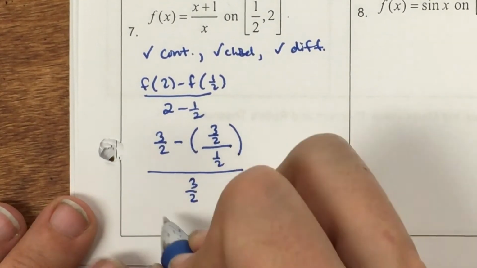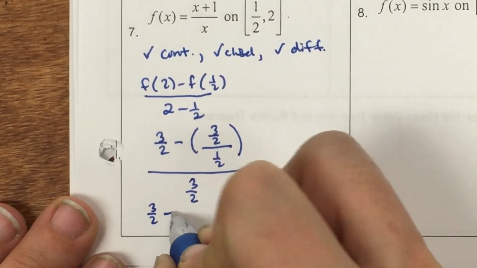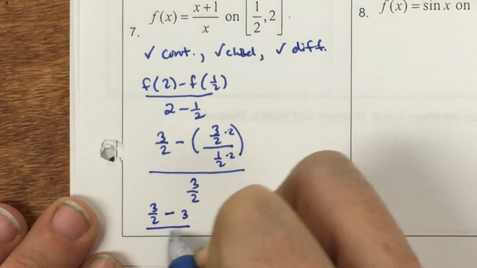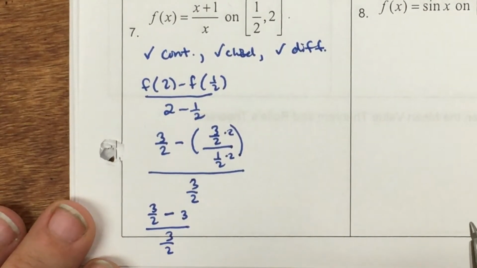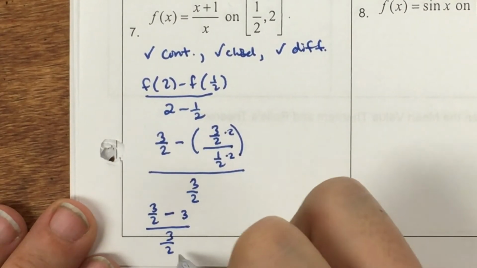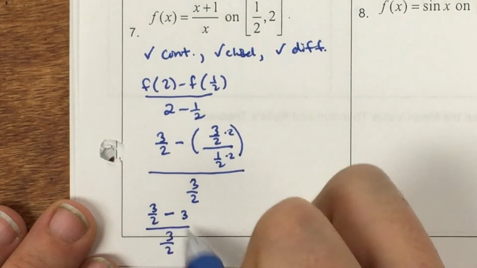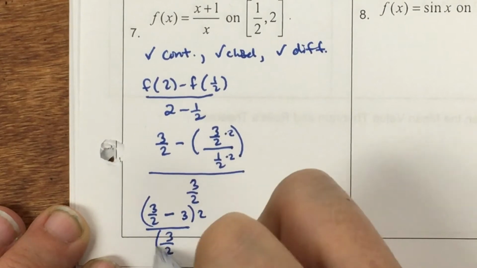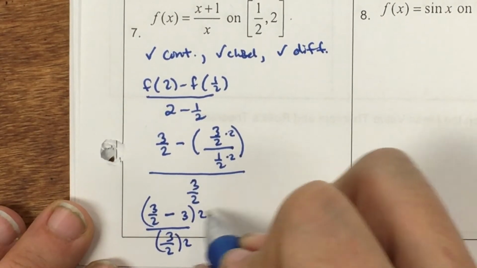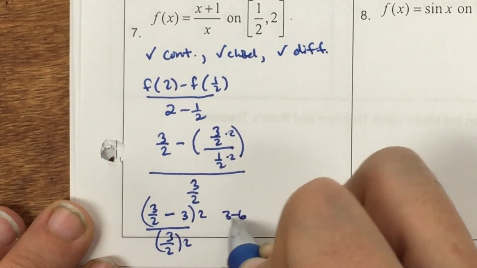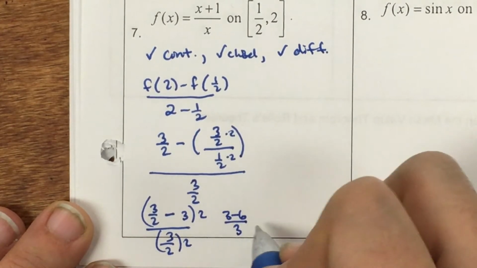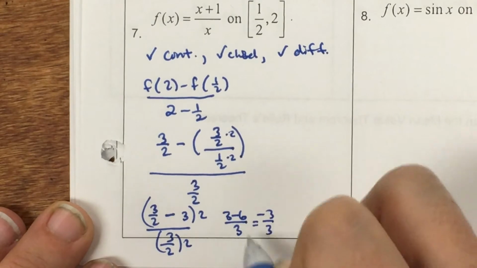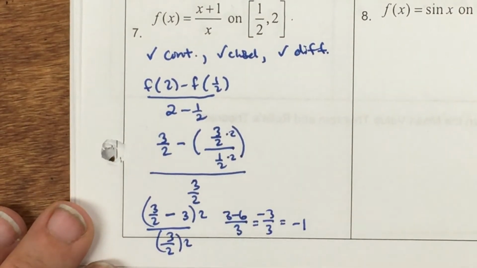So let's clean it up. So we've got 3/2 minus, can multiply top and bottom here by 2 and get 3 all over 3/2. Then I don't like having fractions. This is a complex fraction. So let's multiply the whole top by 2 and the whole bottom by 2, which will give me 3 minus 6 all over 3, or negative 3 over 3, which is negative 1.